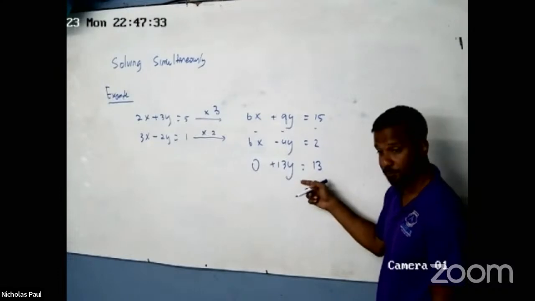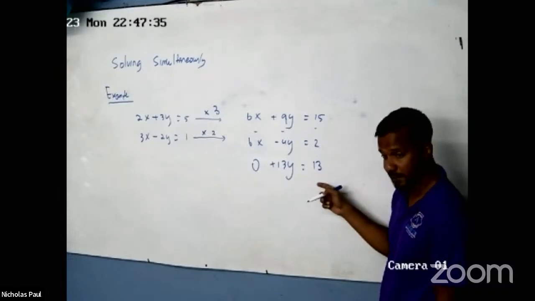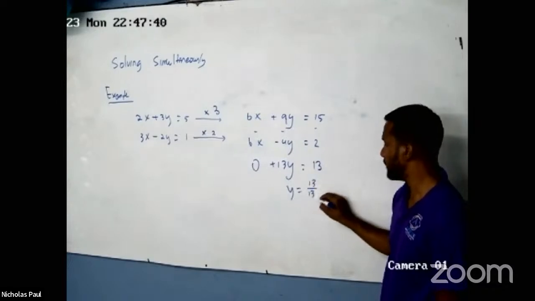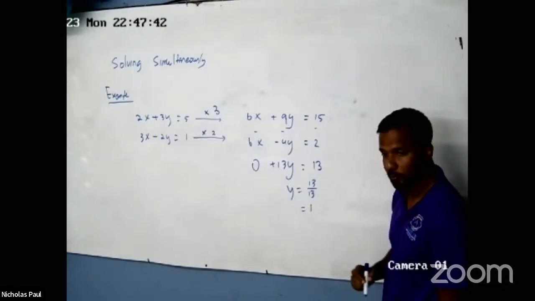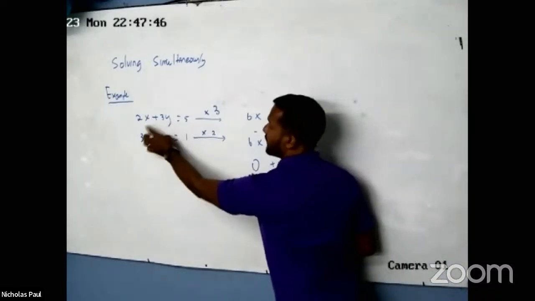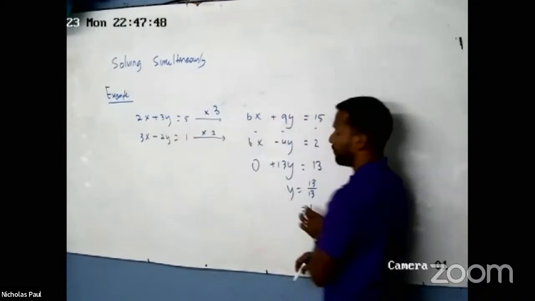Can you solve this? 13y is 13. So y is how much? 13 over 13, which is 1. Easy. Watch your steps. 3 by this, 2 by this, then we minus in the total. I'll get 1 for y.